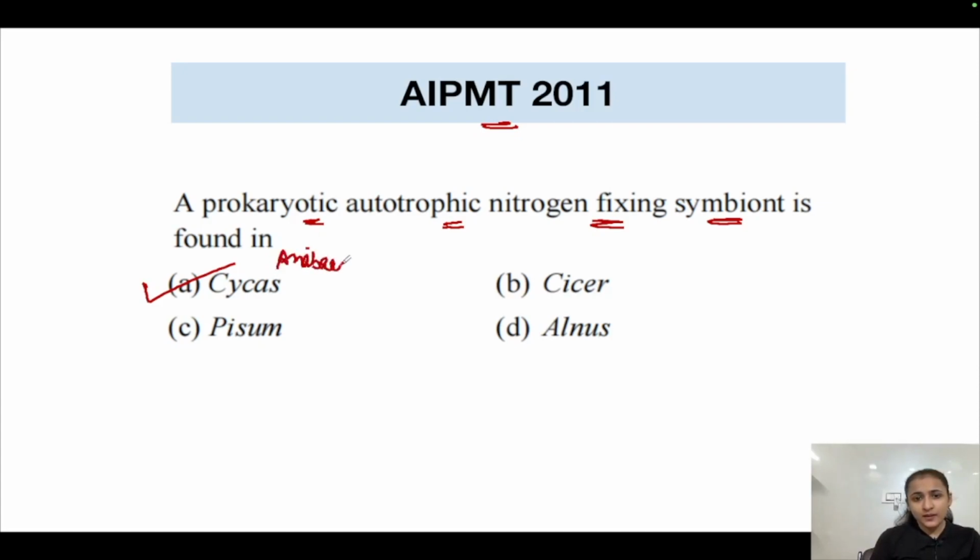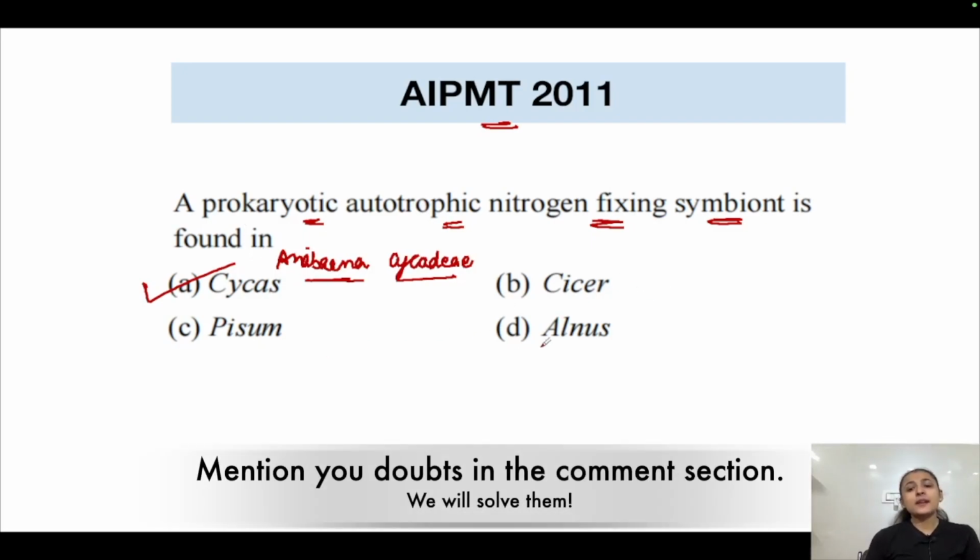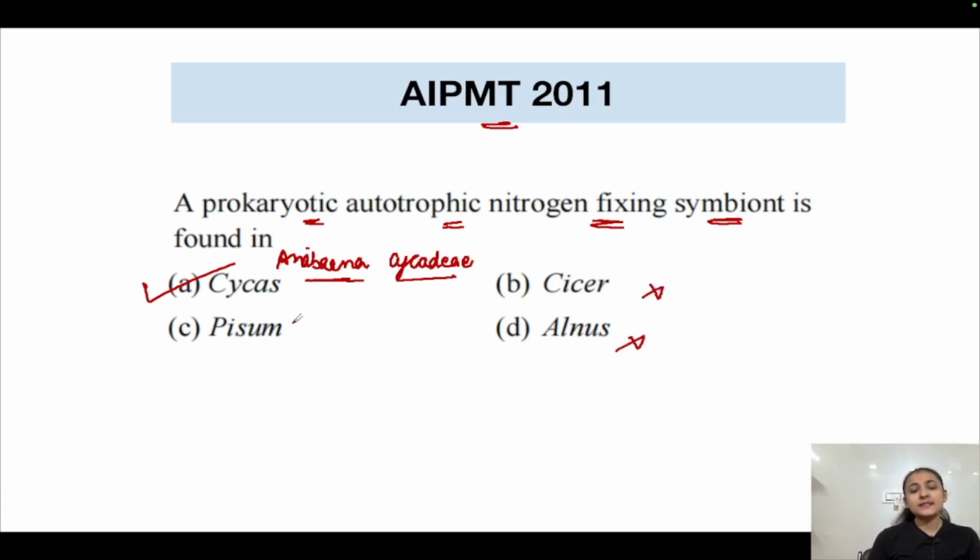Anabaena cycadae. Okay, this is one of the blue-green algae which is found in the coralloid roots of Cycas. Correct answer is option number A. Cicer, Pisum and Alnus are angiosperms. Okay, in these we do not see such associations with nitrogen fixing symbionts. Okay, so the correct answer is option number A, Cycas.